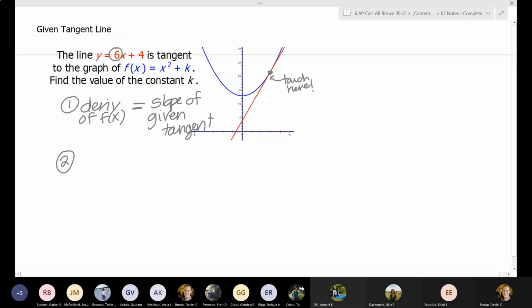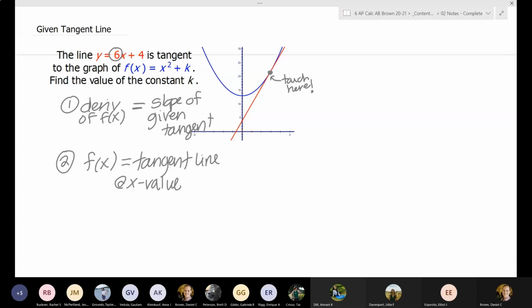They're touching each other, and when they are touching each other, they have the same x coordinate and the same y coordinate. If they're touching in the same place, that means they have the same y coordinate, so you're literally going to set f of x equal to the tangent line itself, not just the slope of it, at the x value where they intersect. And normally that first equation, you'll find the x value, so you have something to plug into it.